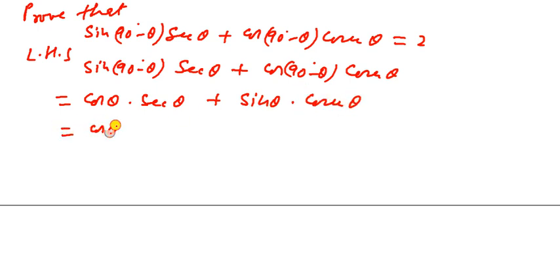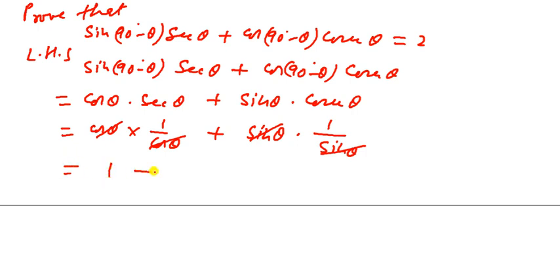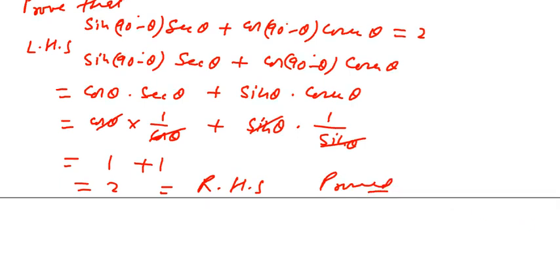Sine 90 minus theta is cos theta into sec theta, and plus cos 90 minus theta is sine theta into cosec theta. As you know, sec theta is 1 upon cos theta, and cosec theta is 1 upon sine theta. Sine theta will be cancelled out, cos theta will be cancelled out. So we get 1 plus 1, and that is 2, and that is the right hand side of the question, hence proved.